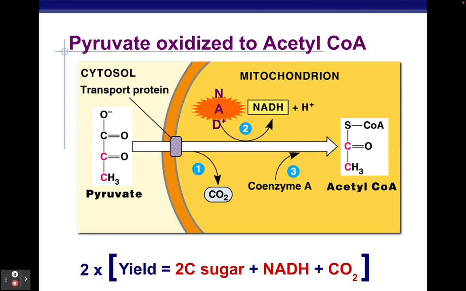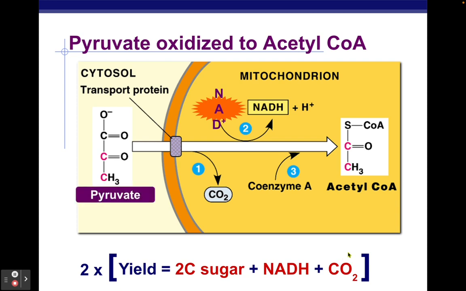Pyruvate is oxidized into acetyl-CoA. So this is what we're taking a look at here. We have this pyruvate. It comes in. We release the CO2 because it's completely oxidized. It's already released all the energy that it can, so it's no longer viable for the cell. We don't want it. It's toxic for our cells. So CO2 is always being exited out through our body through sweat, through pee, through breathing. So we have produced an NADH and a CO2.